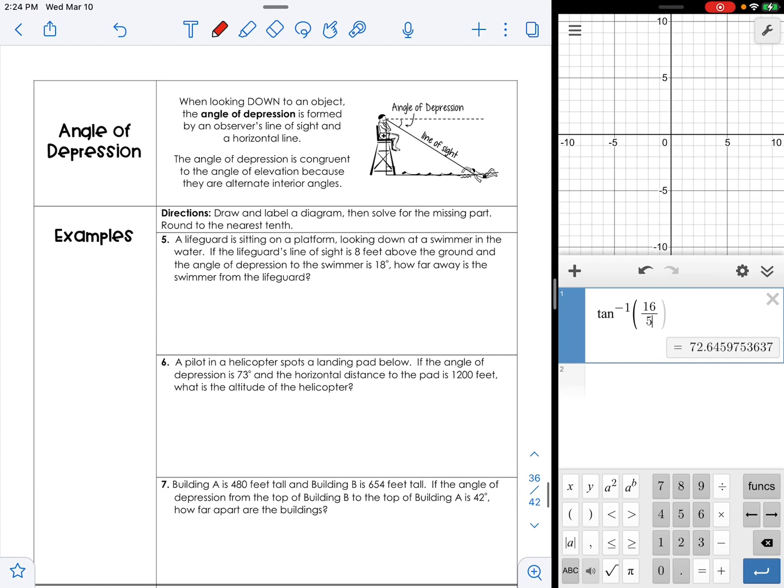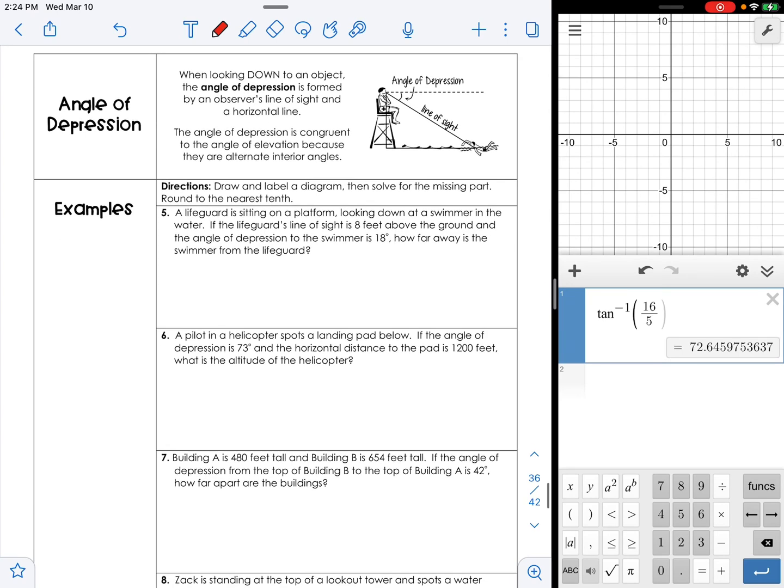Now, depression. Angle of depression is looking down. Like when you're depressed, you're feeling down. Depression is down. So there's the sight line from where you're looking, and then the line of sight downwards this way. That's what we're talking about here. The angle of depression is congruent to the angle of elevation because they are alternate interior angles.